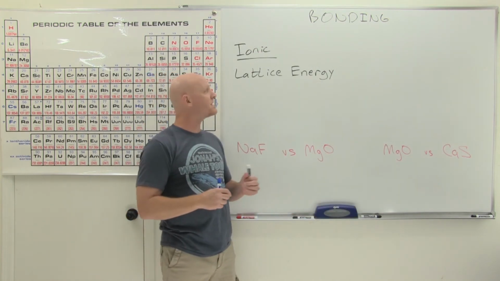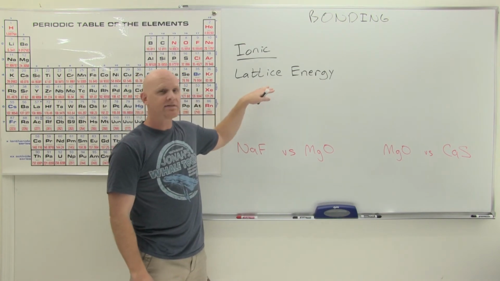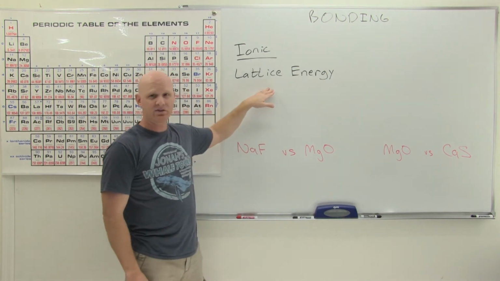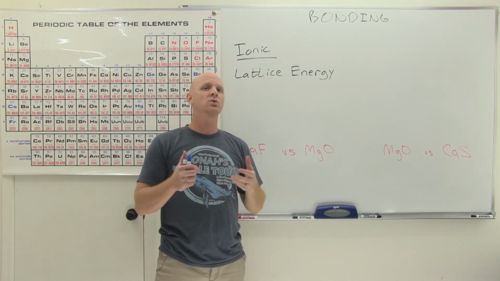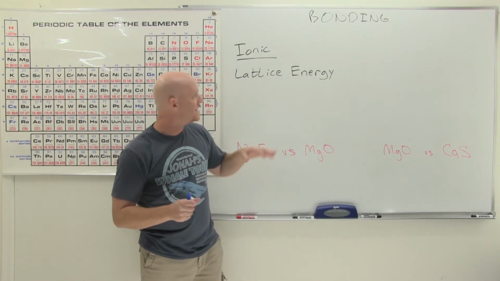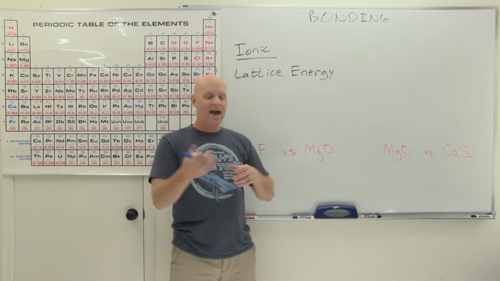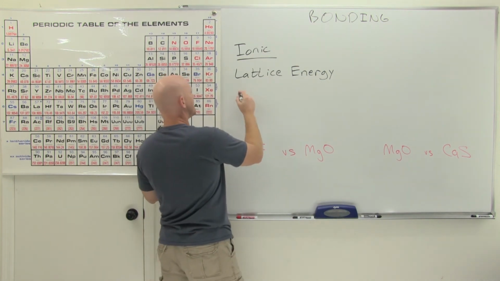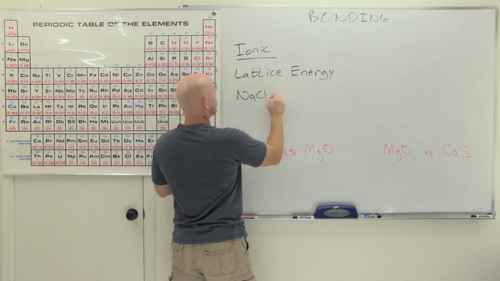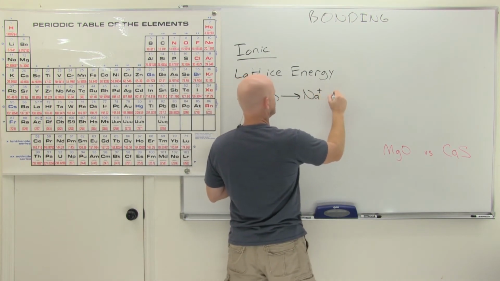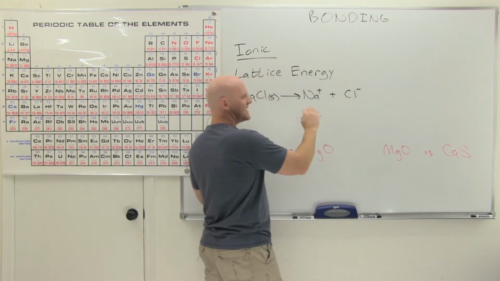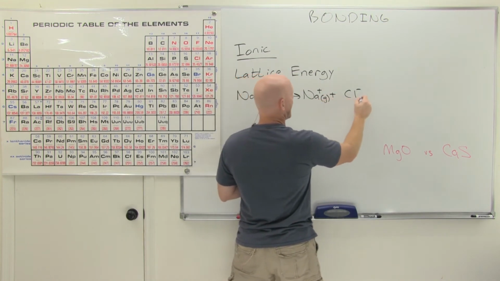All right, so for ionic compounds, we've got one last thing to talk about, and we call this lattice energy. And lattice energy has a very formal definition. It is the energy it takes to pull an ionic compound apart into its gaseous ions. So, for example, here, if we did this for sodium chloride, we'd have solid sodium chloride, and we pull apart those ions. But not just any ions. The ions have to be in the gaseous phase.